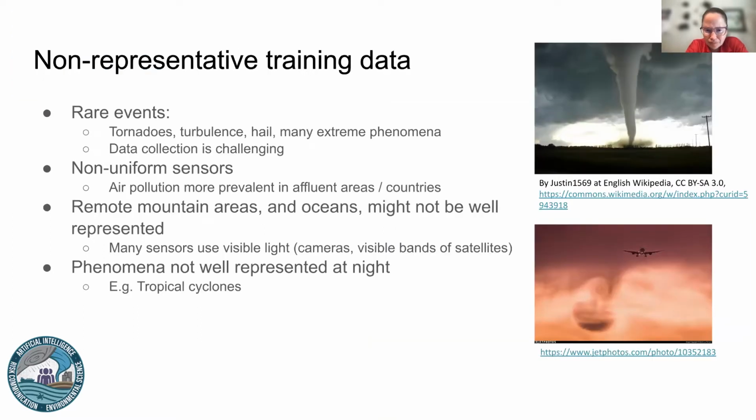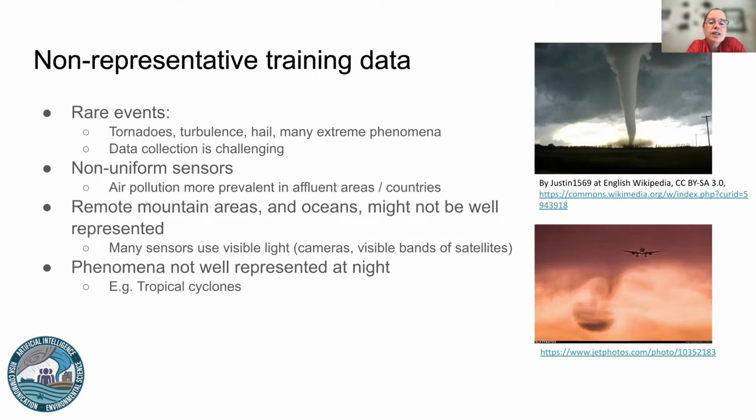Starting with non-representative training data, one of the things that can happen in a lot of the phenomena that we're studying, and I have two pictures here, a picture of a tornado and a really cool picture that I found of aircraft turbulence. I just happened to like it. Both of those are really rare phenomena, and you might not think that turbulence is rare if you ride in a plane and you don't like the bumps, like I don't.